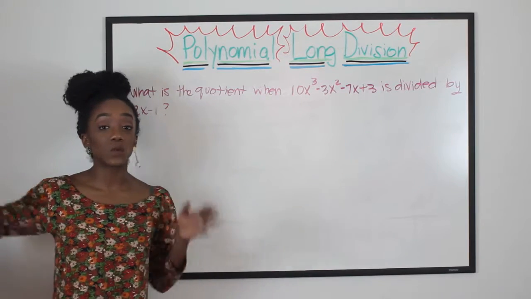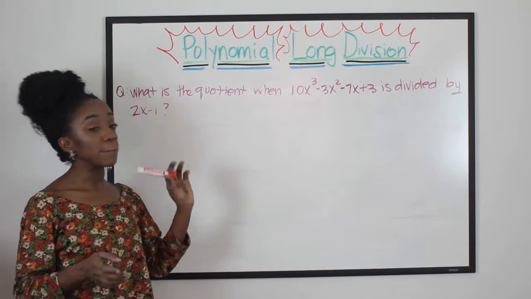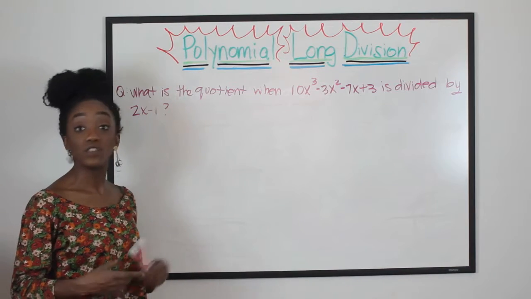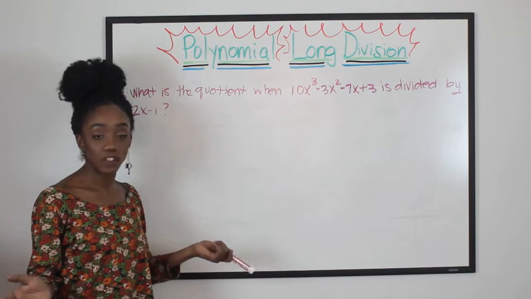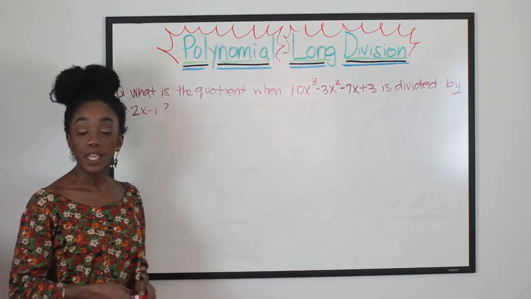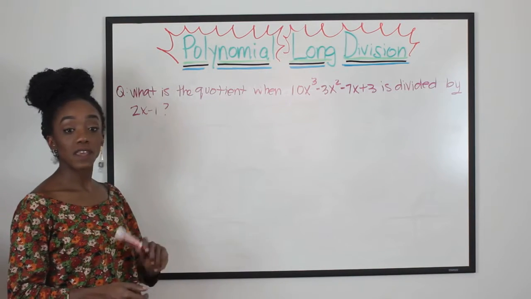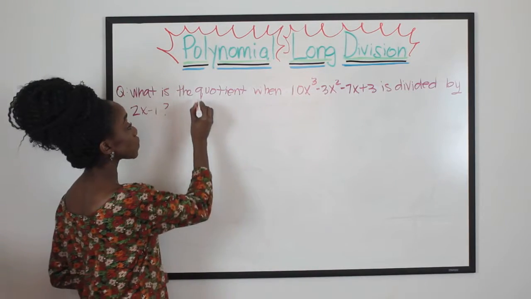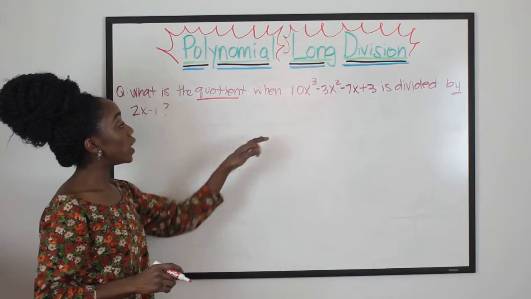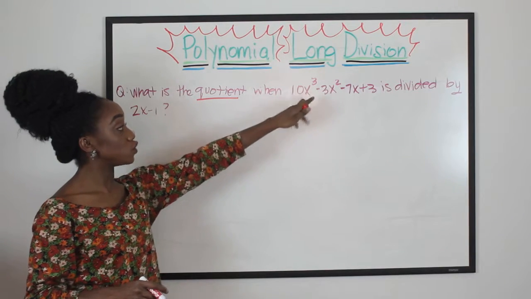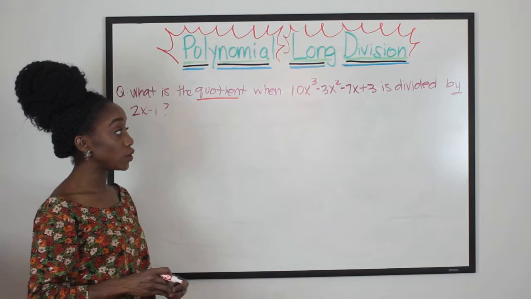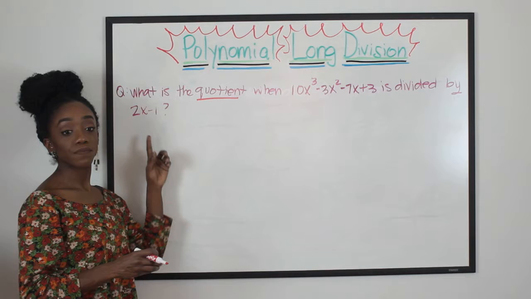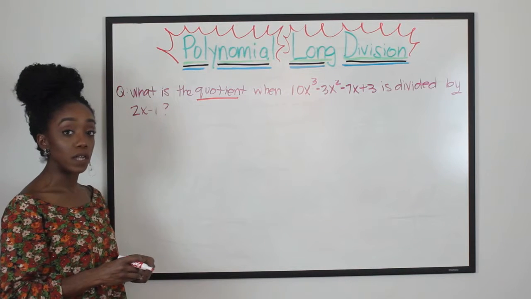This question is actually a multiple choice question that I took straight from the Algebra 2 Common Core Regents, and we're just going to treat it as a short response because we have to do the work. The question is asking, what is the quotient? What is the quotient when 10x cubed minus 3x squared minus 7x plus 3 is divided by 2x minus 1?